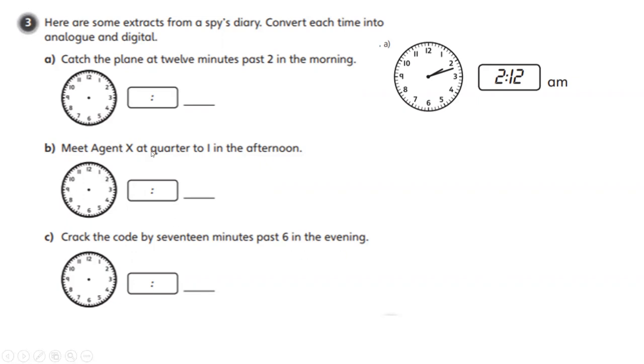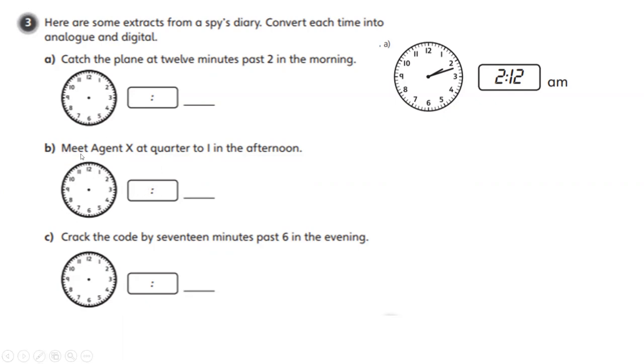Meet Agent X at 12:45 in the afternoon. 12:45. So that means it's not 1 o'clock, it's the hour before, and it's 12. So that would have a 12 here. And if something's 12:45, we know there's 60 minutes in 1 hour. So if we've got 15 more minutes to make the 60 up, it means we've got 45 that have gone past. So that would tell me it's 12:45 here.